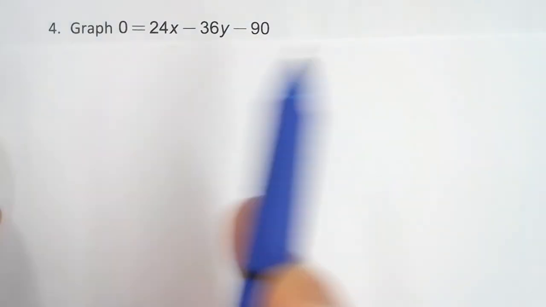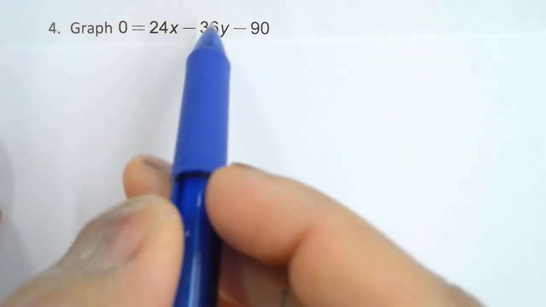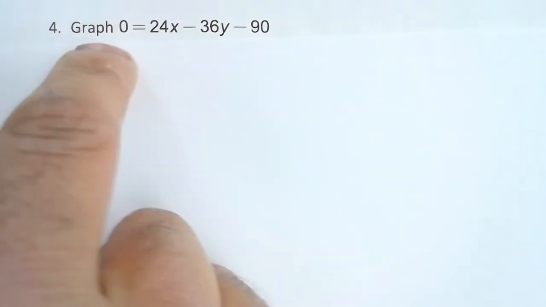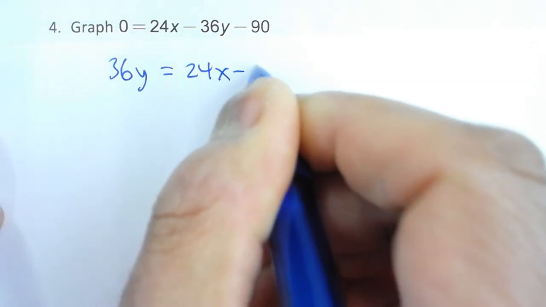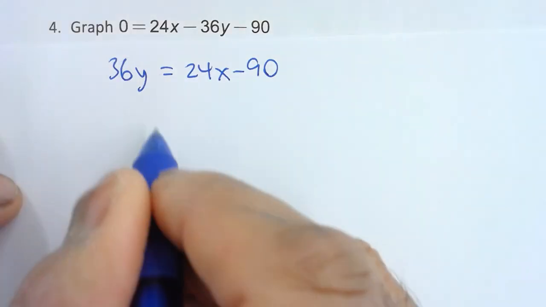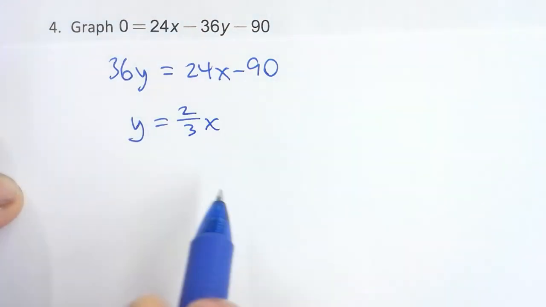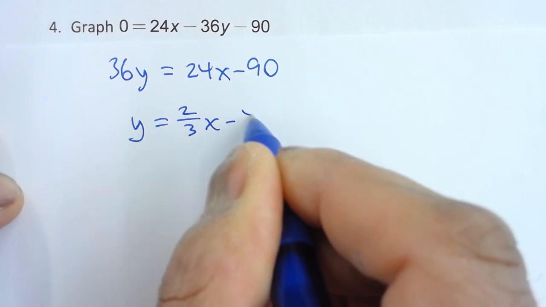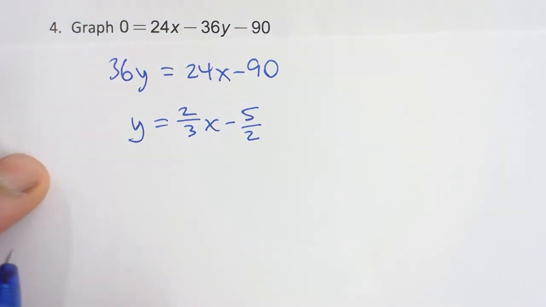Now, to get the y by itself, I have to move everything around so that I have a y on one side. Most of us like seeing the y on the left-hand side. If you like seeing it on the right-hand side, that's fine, but I think most of us like seeing it on the left-hand side. So I'm going to move the 36y over, which means I'm going to add it to the left-hand side. Now, to get rid of the 36, I'll divide everything by 36. 24 divided by 36 is 2/3. Don't forget the x. Negative 90 divided by 36 is negative 5 over 2. So there's my rule in slope-intercept form.